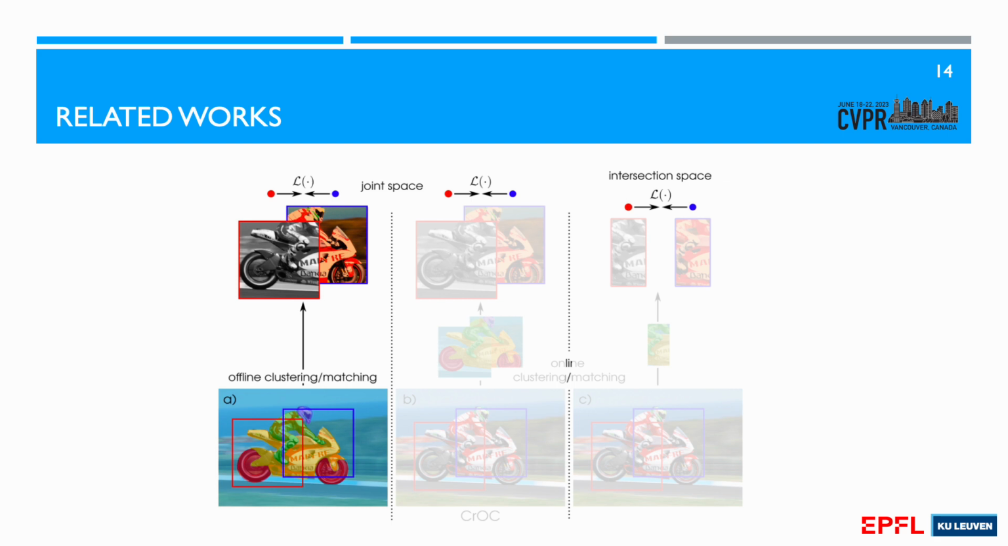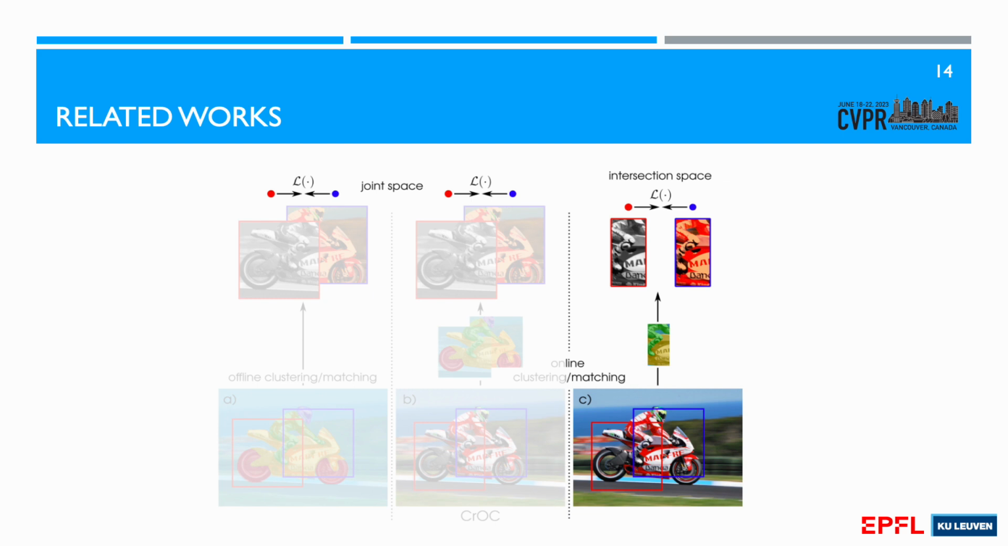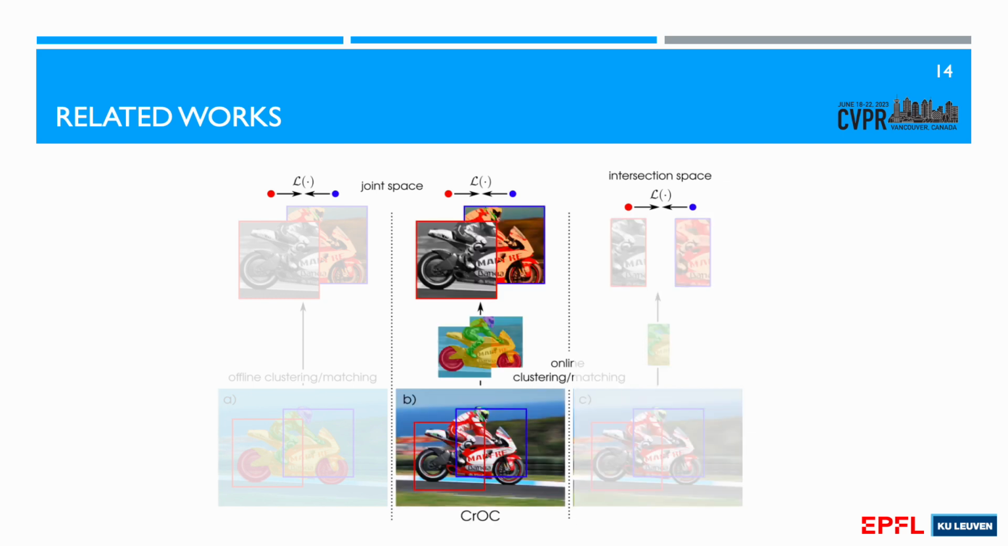On the left, we have methods that work in the union space and use offline clustering. This is mainly done using pre-trained segmentation networks on the original input image. On the right, we have methods that match objects from one view to the other, but only in the intersection space of the two views. This can be wasteful, as the views can have very little overlap sometimes. And in the center, we have our method CrOC, which works both in the joint space and using a matching/clustering algorithm, which is purely online.